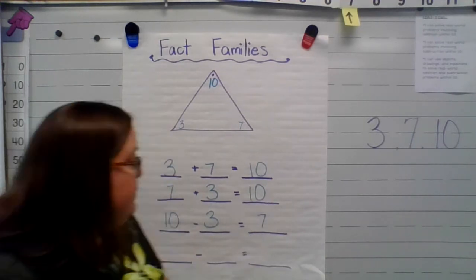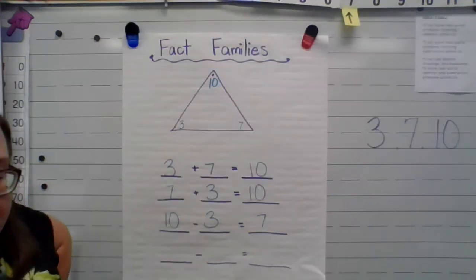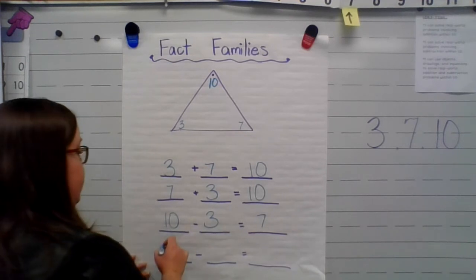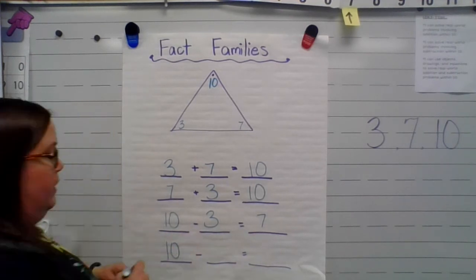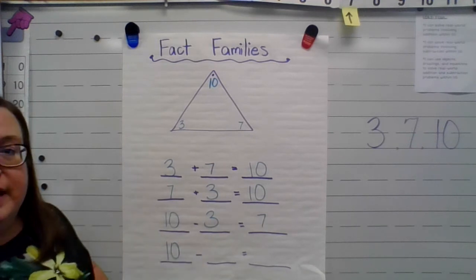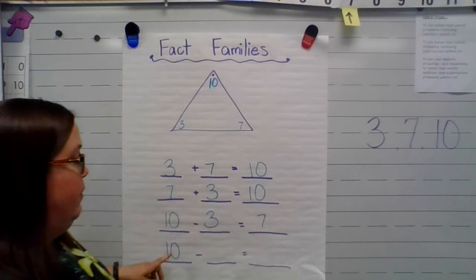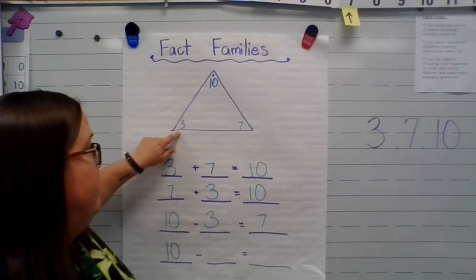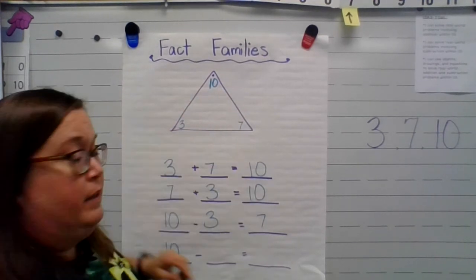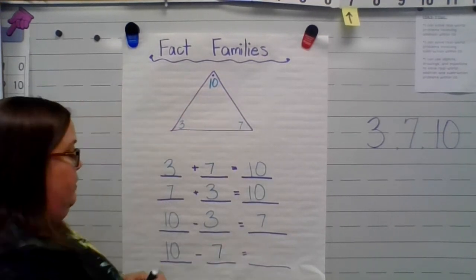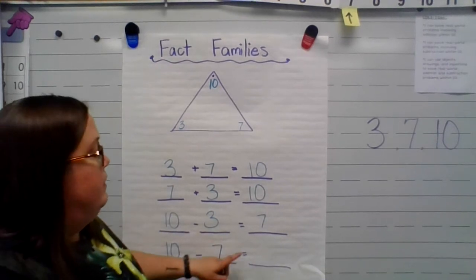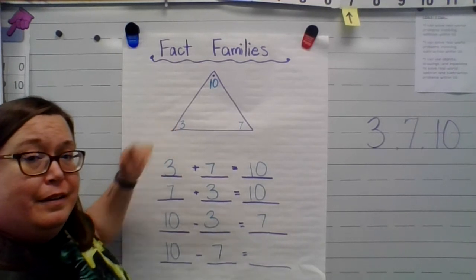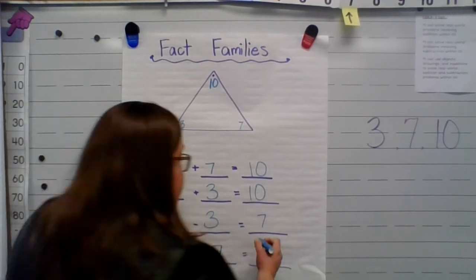All right. We have one more subtraction. We're going to start with 10 because when we are subtracting, we're taking the biggest number. Now, we already have 10 minus 3, so we can't use 10 minus 3. We have to use 10 minus 7. 10 minus 7 equals, what do you think? 3? I'm going to write it in, then we'll double check.